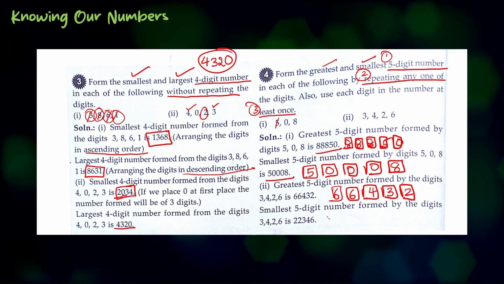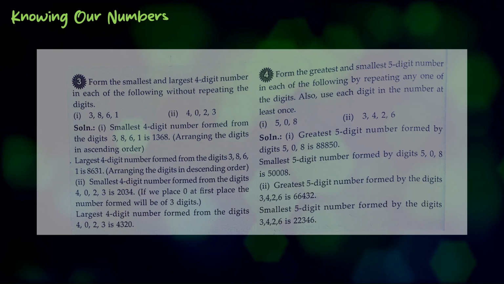Now we'll do the smallest again. It's a 5-digit number, and the smallest digit is 2. So we will start with 2, and then we have to use these 3 numbers. Next is 3, and next is 4, and next is 6, and then I'll repeat 2. So 2, 2, 3, 4, 6. That's how you solve these kind of questions.